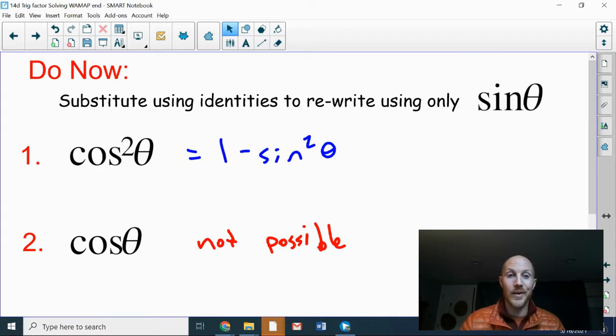that using only sine. So, important difference between number 1 and number 2 is that squared. Cosine squared, we can make a substitution to write in terms of sine. Cosine is just cosine.